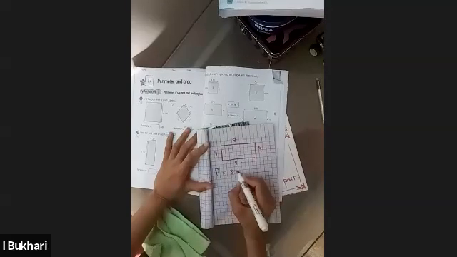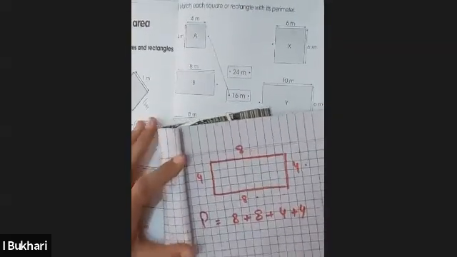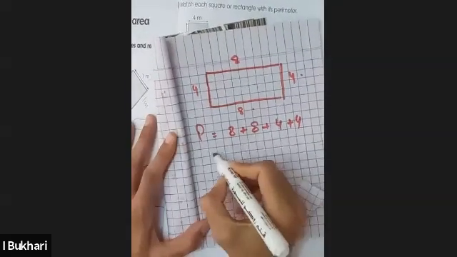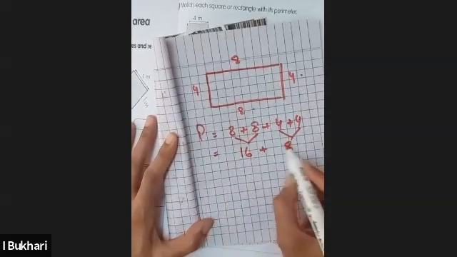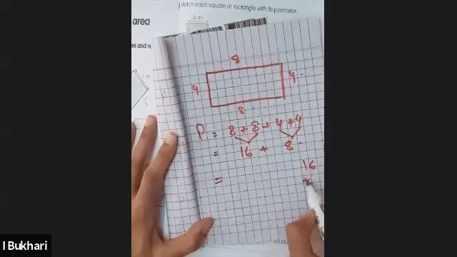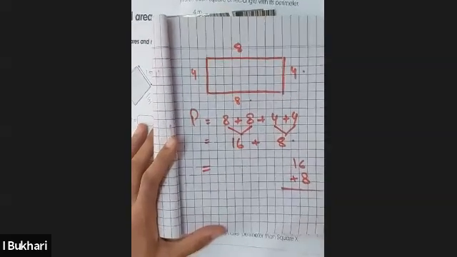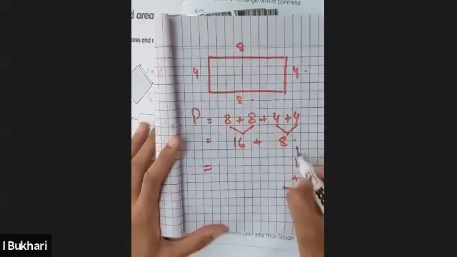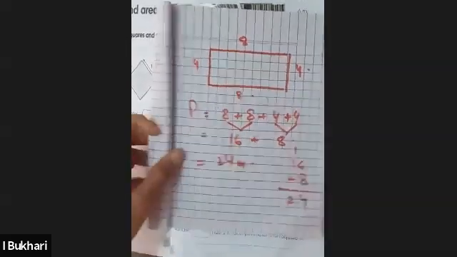So perimeter is the sum of all sides, right? So 8 plus 8 plus 4 plus 4. Okay. So 8 plus 8 is 16. 4 plus 4 is 8. So 16 plus 8. Okay, you can do the addition. 24 meters. Okay.